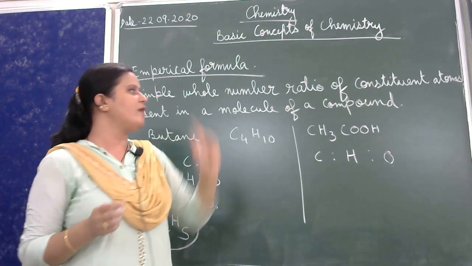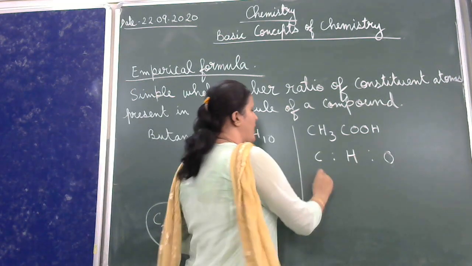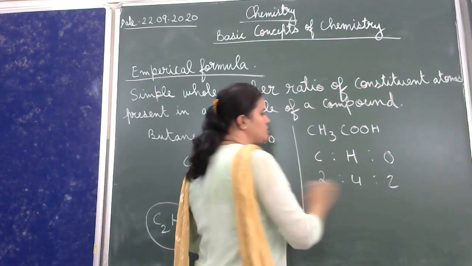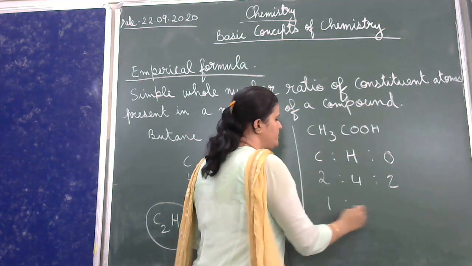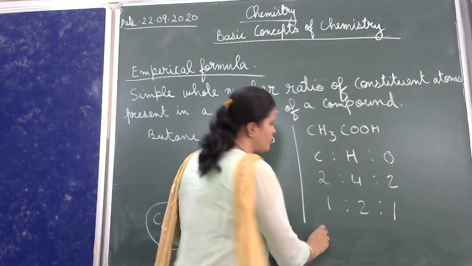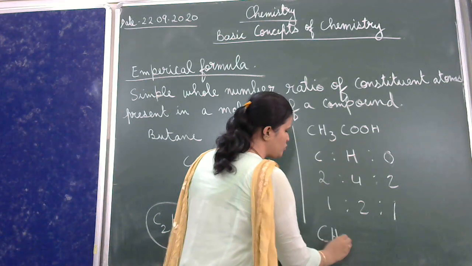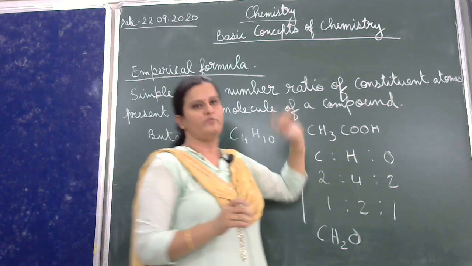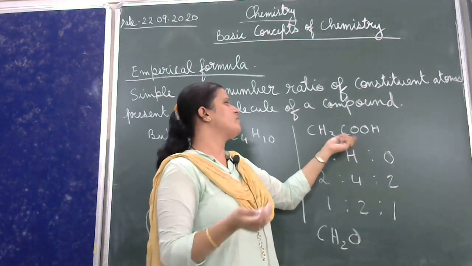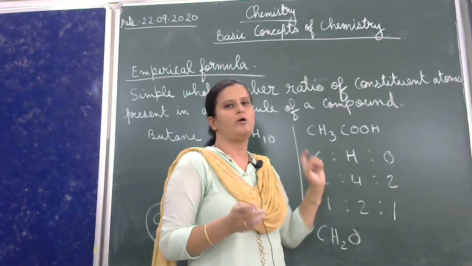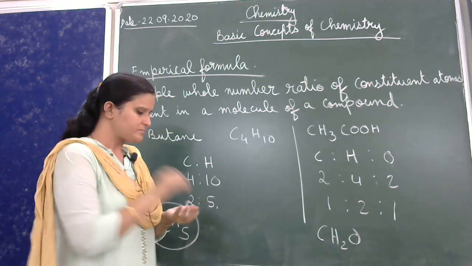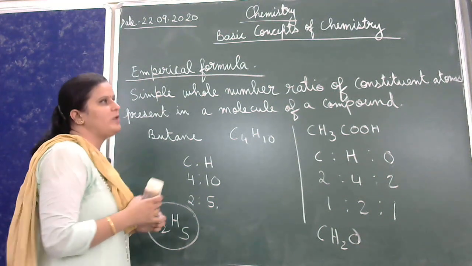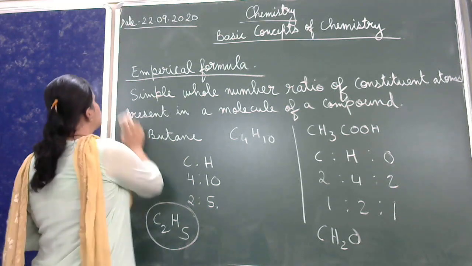What is the ratio of all the three? How many carbons? 2 carbons. How many hydrogen? 3 plus 1, 4. How many oxygen? 2. So what is the simplest ratio now? It is 1:2:1. So if I write CH2O, this becomes the empirical formula of acetic acid, and the molecular formula of acetic acid is CH3COOH. Clear everyone?